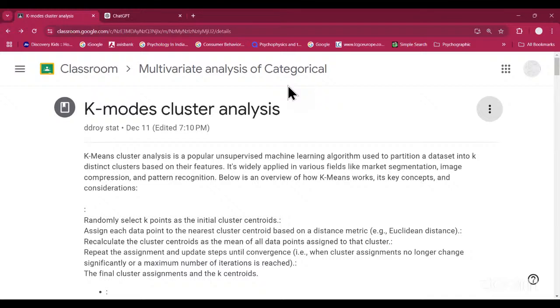So when we are dealing with data, some data are numerical in nature and some data are not numerical. They are text data or categorical data. When your data is numerical, at that time you can use the K-means cluster analysis. Cluster means basically the grouping.